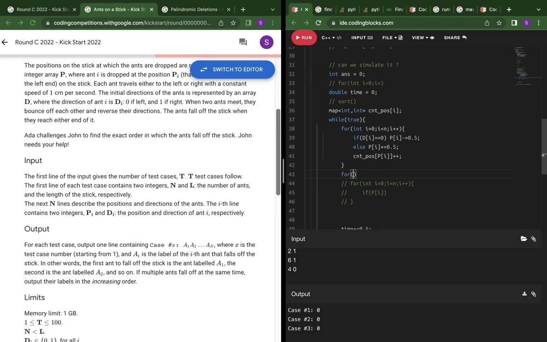So for auto IT, I don't even know what this means, okay? So don't judge me on this one. So if it dot second is greater than 1, that means every ant having the position, oh shit. Now how do I find which ants collided at that position?